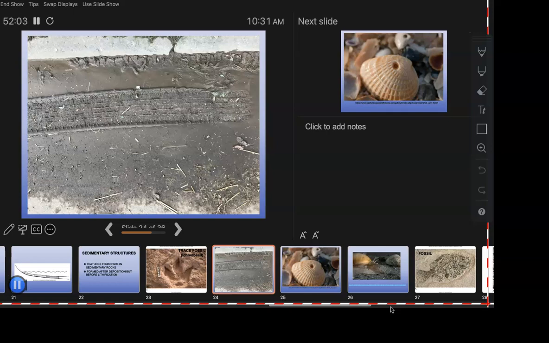I had one that was a footprint. I don't know what happened to that one. But, so tire tracks. We're still making them.